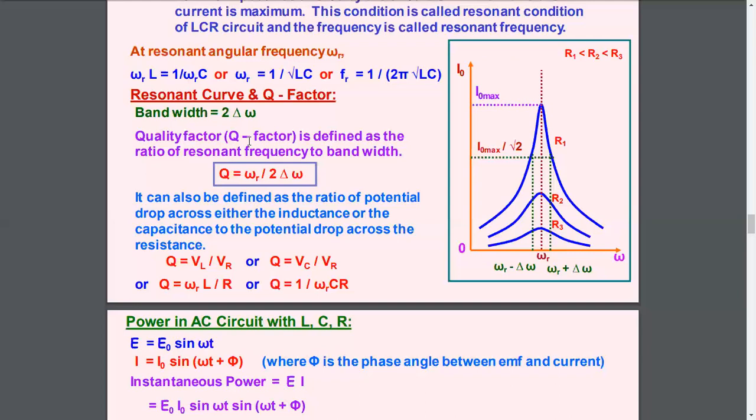And in another way, resonant quality factor can also be defined as the ratio of potential drop across either inductor or capacitor to the corresponding potential drop across the resistor. This implies that Q equals VL upon VR or Q equals VC upon VR. So when we write VL upon VR, in place of VL we write I into XL, and in place of VR we write I into R. So I will cancel out.